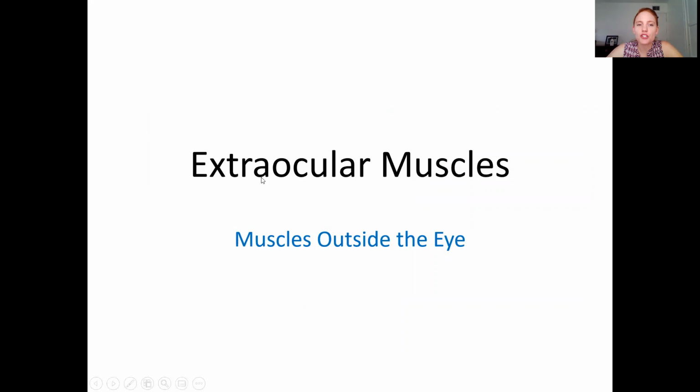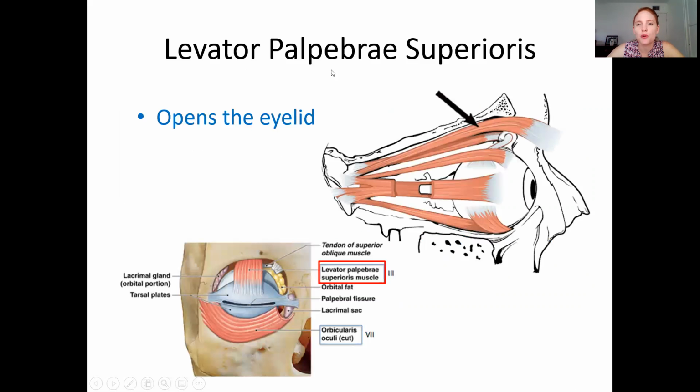Okay, now on to the extraocular muscles. Extra as in outside of it, and ocular as in eye. Okay, extraocular muscles. Let's start with the levator palpebrae superioris. A lot of mouthful, but again, all the words mean something. Levator because it elevates, it opens the eye. Palpebrae means eyelids. Okay, and superioris because it's on the top. So this muscle right here is the muscle that connects to your eyelid and opens your eyelid.